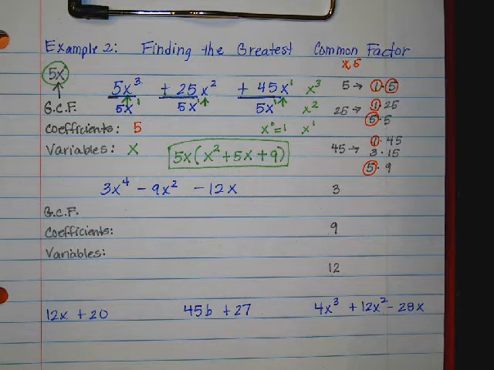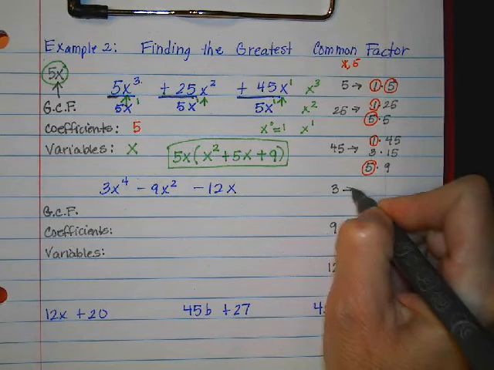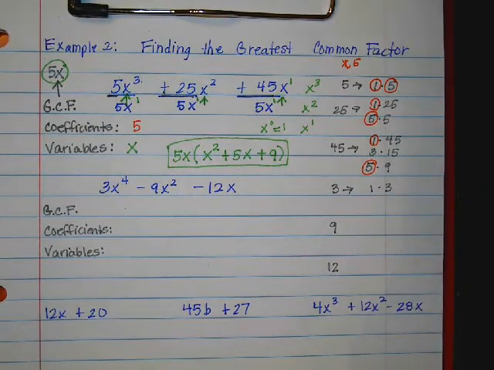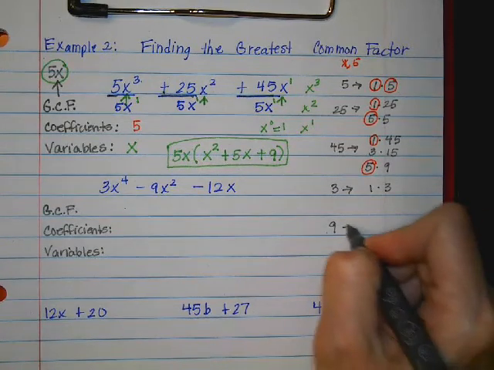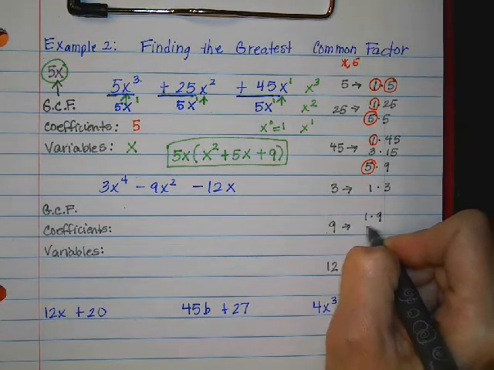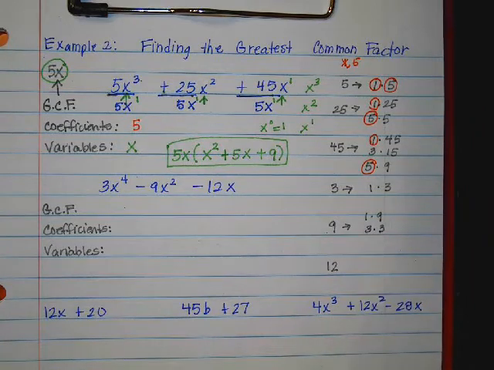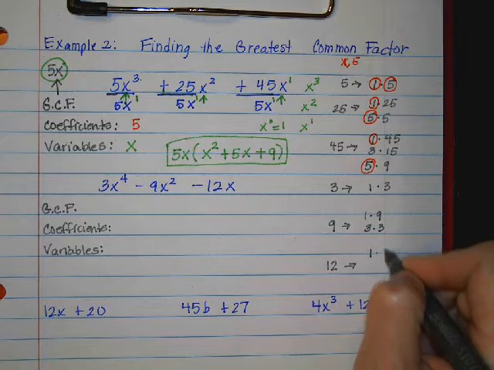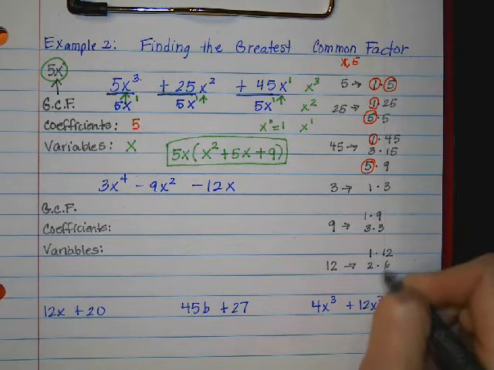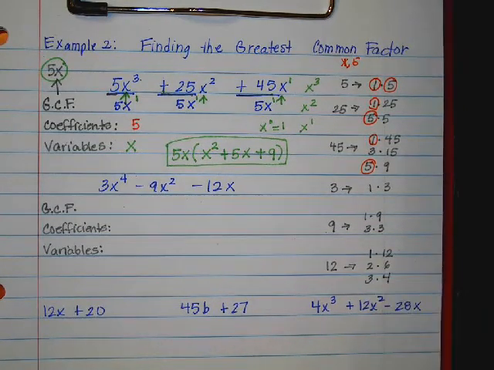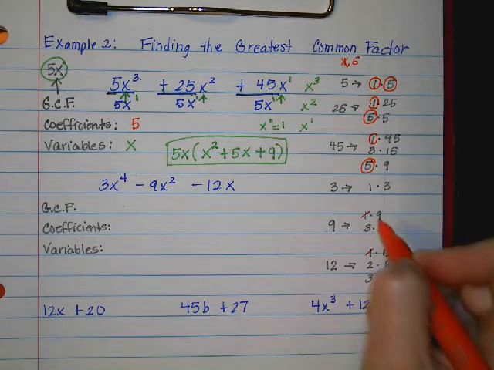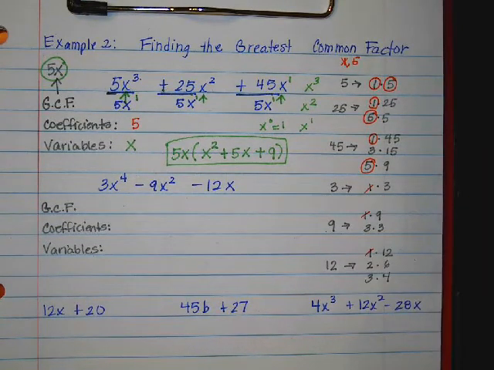So what can we multiply to get 3? Beautiful. 1 times 3. What can we multiply to get 9? Fantastic. 1 times 9 and 3 times 3. And what can we multiply to get 12? Fantastic. 1 times 12, 2 times 6, and 3 times 4. Alright, so here are all of our factors. So the one factor that we're never going to use is 1 when we look for GCF. So we're never going to use the 1 for our GCF.